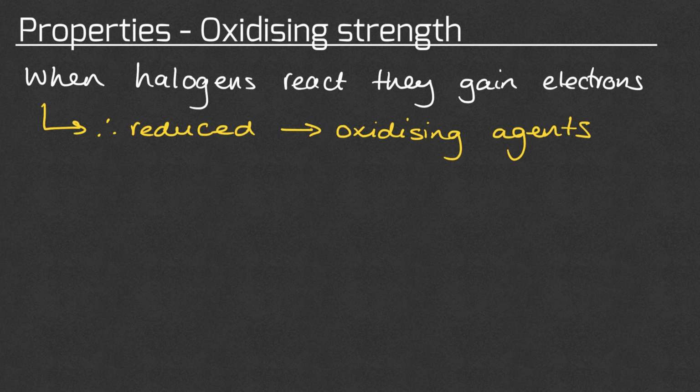They're being reduced, which means they are gaining electrons, which means they are oxidising something else. They are taking the electron off something else. They are oxidising the other element, therefore they are called oxidising agents.